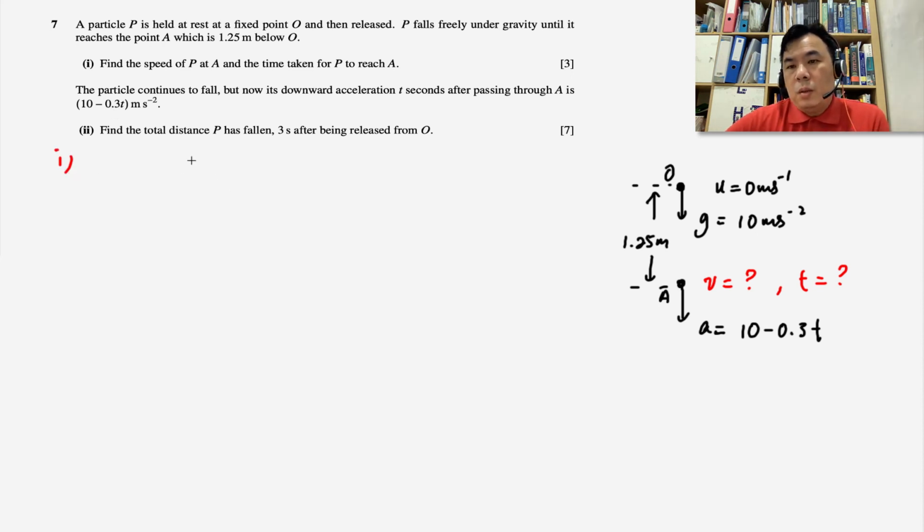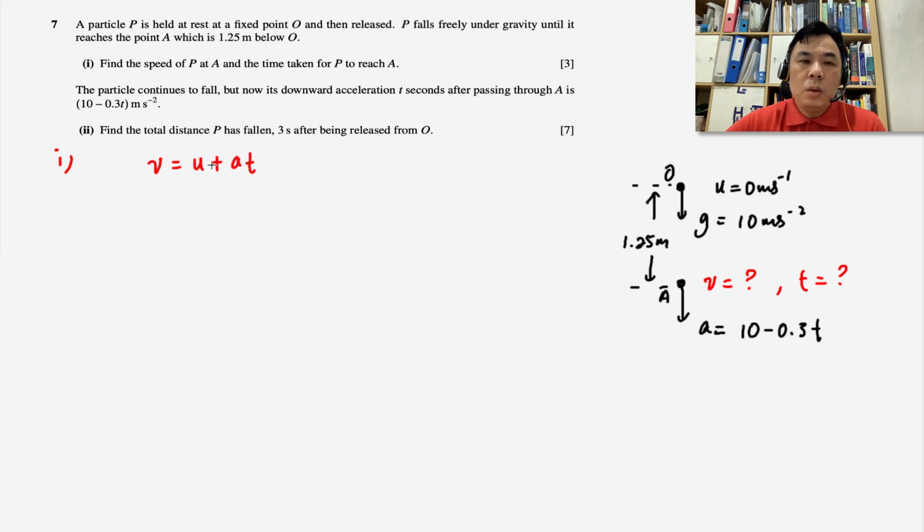So speed, we can use the typical SUVAT equations for this. Bear in mind, SUVAT equations can only be applied if the object is moving with a uniform acceleration. Okay, so we can use v equal to u plus at.